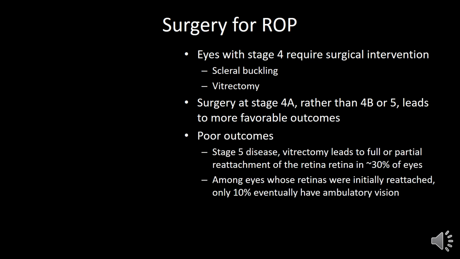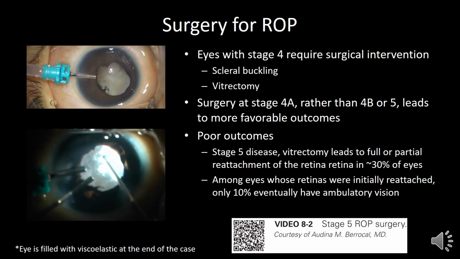For eyes with stage 5 disease, vitrectomy combined with dissection of the fibrovascular membranes and adherent vitreous has been successful in fully or partially reattaching the retina in approximately 30% of eyes. And among those with initially reattached retinas, only 10% eventually have ambulatory vision. Also, if a drainage retinotomy is performed or an iatrogenic break occurs during the vitrectomy, the prognosis for that eye becomes universally poor. Here are a couple pictures from a vitrectomy for stage 5 ROP.